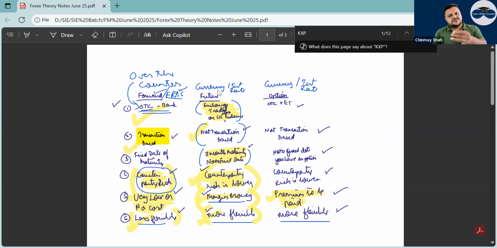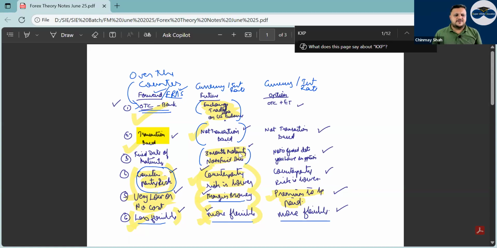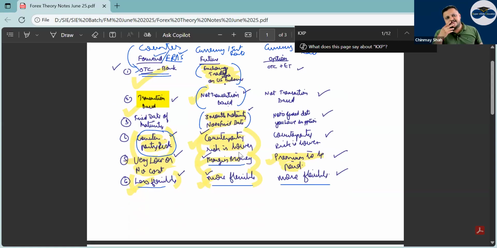Forwards are generally transaction based. Future and option are not transaction based because they are on the stock market. That is there, right? Then you have counterparty risk. In forwards, if you are in losses, you could not go and honor the contract. But in future and option, stock market only closes the transaction, right? So there is no counterparty risk as such.